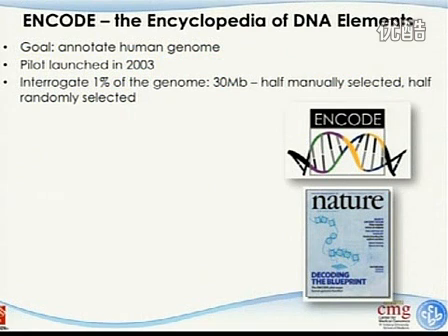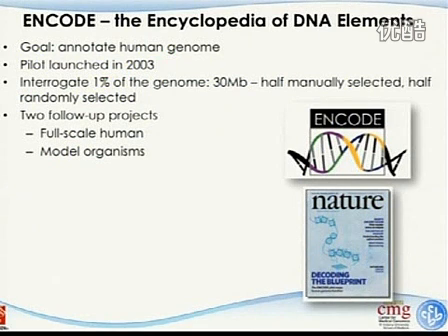And at that time, they wanted to do the whole genome, but this was just not possible because of the technology limitation back in 2003. So they interrogated 1% of the genome, which is 13 million bases. Half of them were manually selected, half of them were randomly selected. And the first paper they published from the ENCODE project was in 2007. They identified quite a few things that, if you're interested, you can go back to the paper.